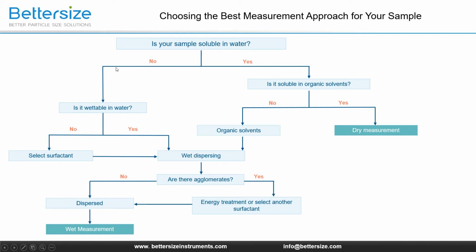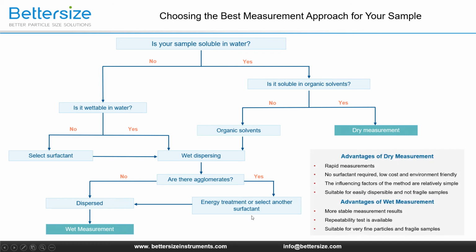If your sample is insoluble in water and can be wetted in water, water may be a good choice. If necessary, you can choose energy treatment or select appropriate surfactants until the agglomerates are removed, and then measure the particle size distribution of your sample in a good dispersion state. The advantages of dry measurements include rapid operation, low cost, environment-friendliness, and so on, whereas those of wet measurements are stable results, available repeatability tests, etc. You are free to choose the method that has the advantages you value.